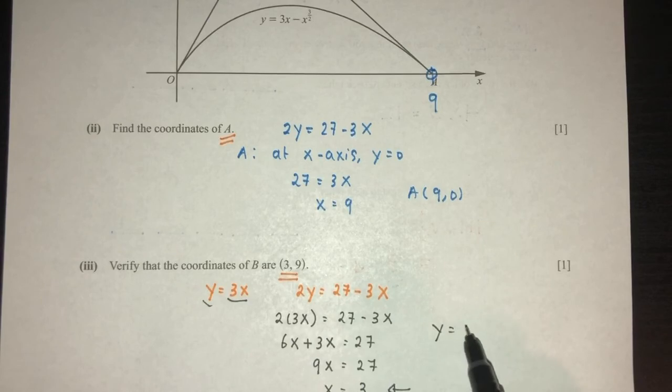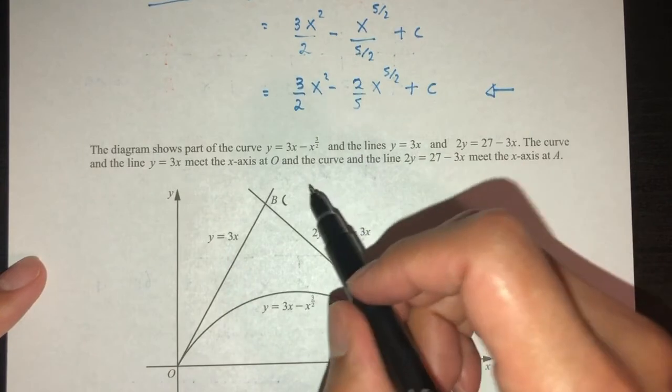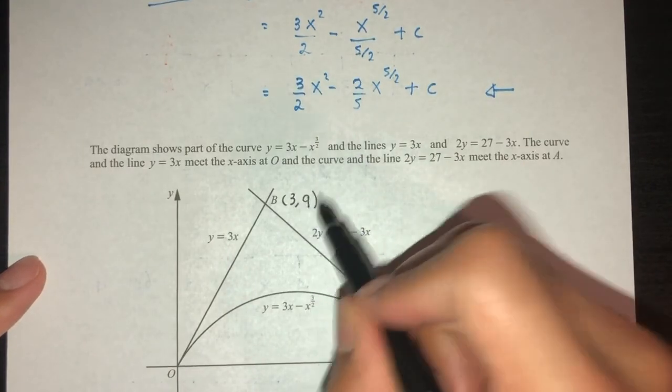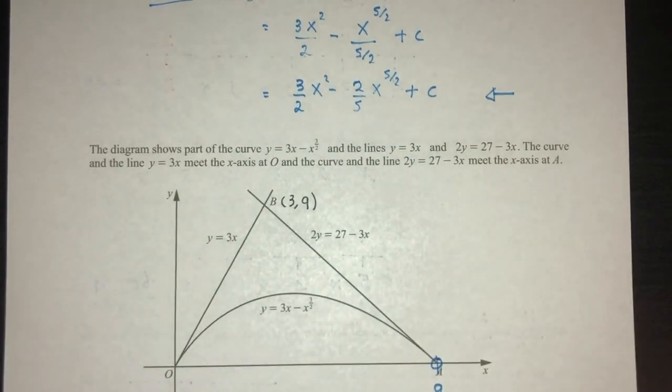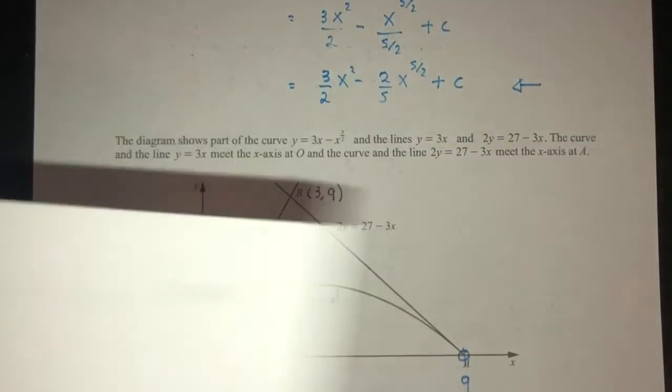Now y will be 3 times 3, that will be 9. So point B will be (3, 9). This is shown as required. That is this point, which is (3, 9). Now moving on to question part 4. Find the area of the shaded region.